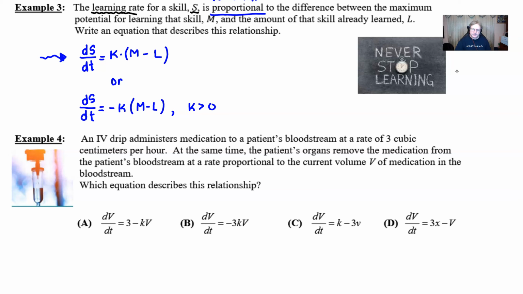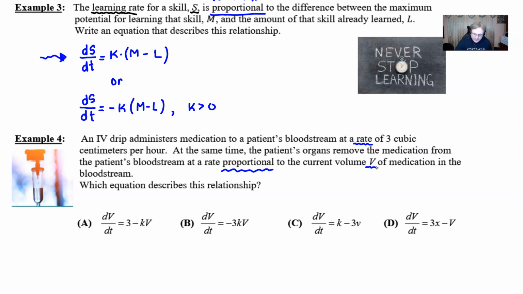What equation describes this relationship? And we're back to multiple choice here. So again, I don't want to attack this really any differently, even though it's multiple choice. We've got the IV drip administers medicine at a rate of 3 cubic centimeters per hour. Okay, well, that's good to know. The patient's organs remove the medication at a rate proportional to the current volume V of medication in the bloodstream.